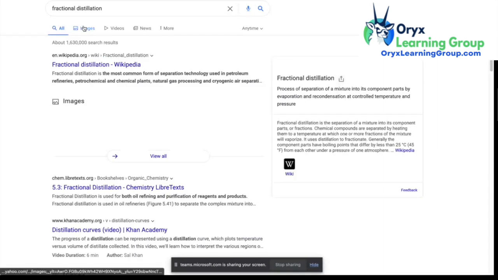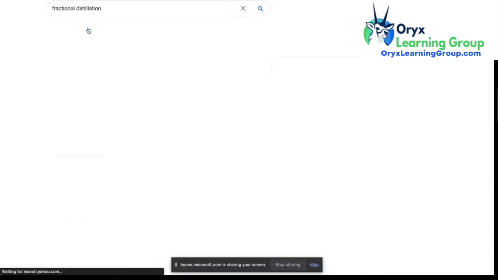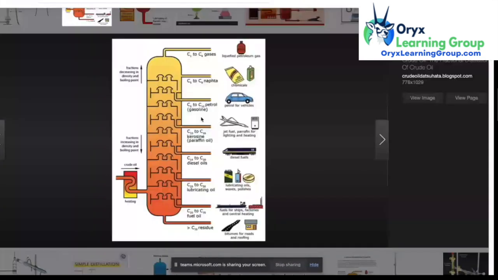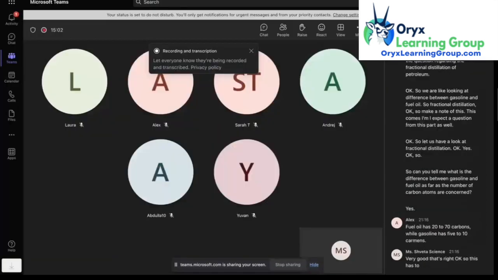Okay, so let us have a look at fractional distillation. Can you tell me what is the difference between gasoline and fuel oil as far as the number of carbon atoms are concerned? Fuel oil has 20 to 70 carbons, while gasoline has 5 to 10 carbons. Very good. That's right. So this has to form a main part of your answer.